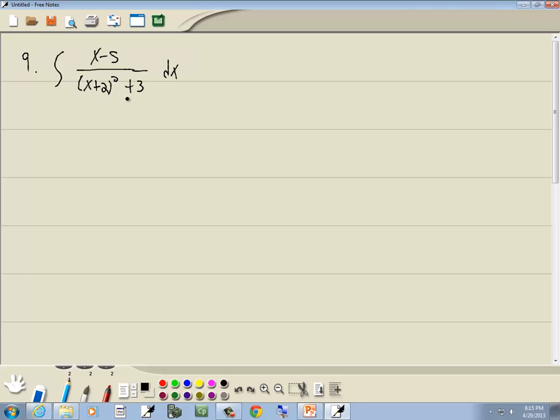Well, let's think if we set the bottom part equal to u. So set the entire denominator equal to u, because that's one of our techniques. If you got a fraction, try to set u equal to all the bottom part. Du, the derivative of that, take your power, put it out in front. What's inside the parentheses remains as is. Lower your power by 1 times the derivative of what's inside the parentheses, which is 1. And the 3 drops away. Dx, which means we'd have du is equal to 2x plus 4 dx.